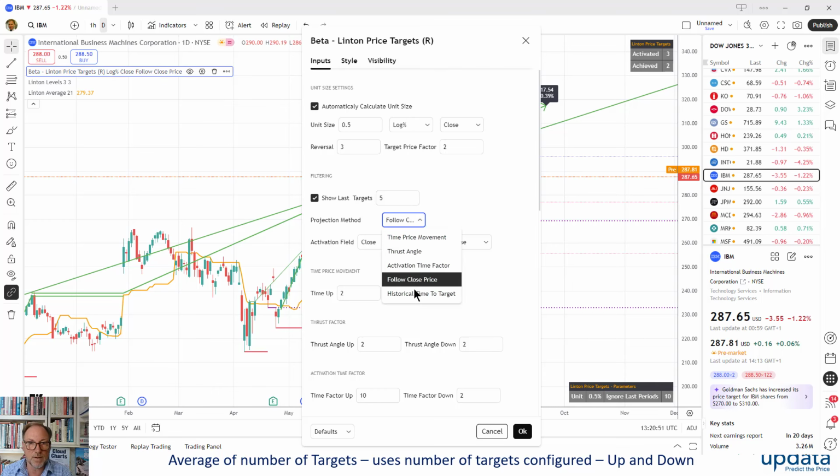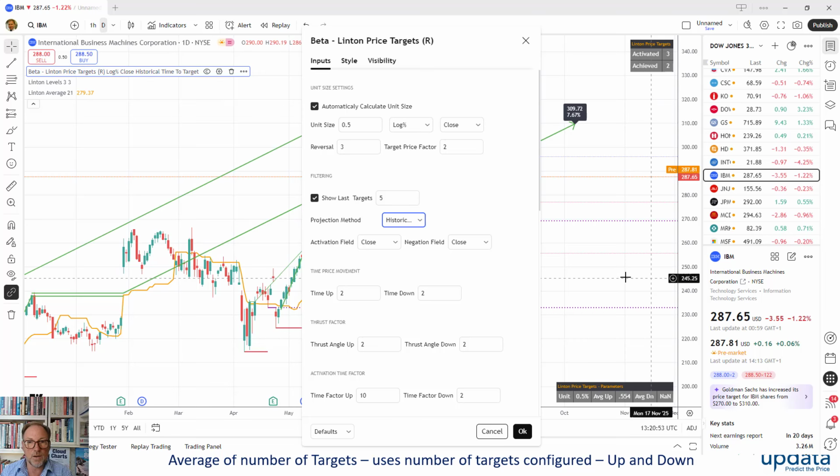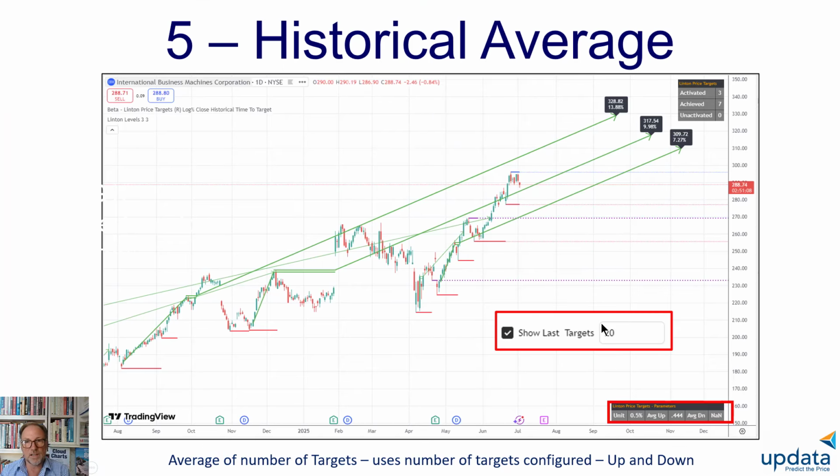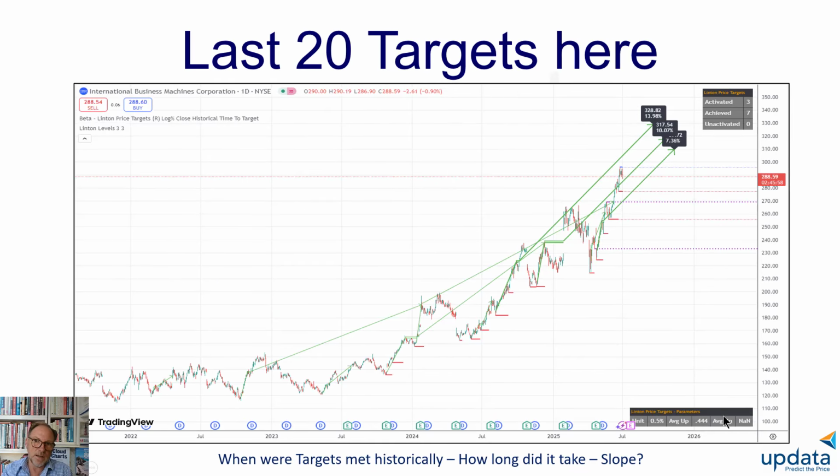But this method will basically tell you here these targets are now projected based on the previous averages. What's interesting here is that it's taking the last X targets. In this case, it found 10, the last 10 targets, and it's only targets that have been achieved. So these targets are being projected based on how the last 10 targets were achieved. And it gives you an average up and down. So it's kind of intelligent.